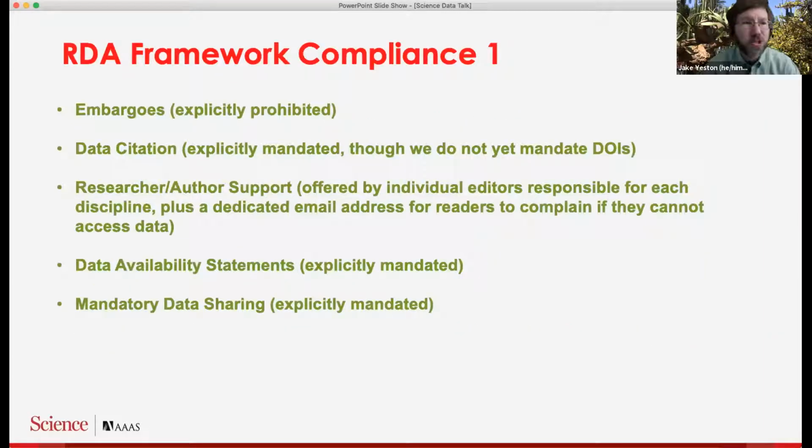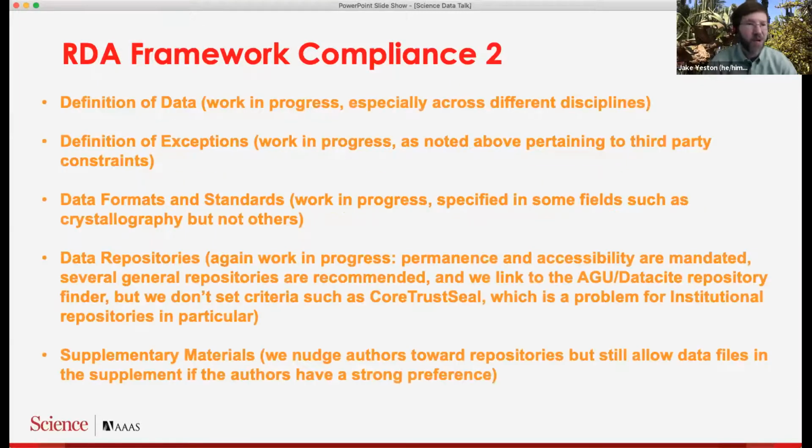So Shelley asked me to go through how we do on the RDA 14-point categorization. We explicitly prohibit embargoes. We explicitly mandate data citation. We give researcher, author and reader support. We mandate data availability statements and mandate data sharing. So this is the green light. This is the yellow light, where we still need to do some work. Definition of data. We need to do a better job of how much raw data versus processed data in each field.